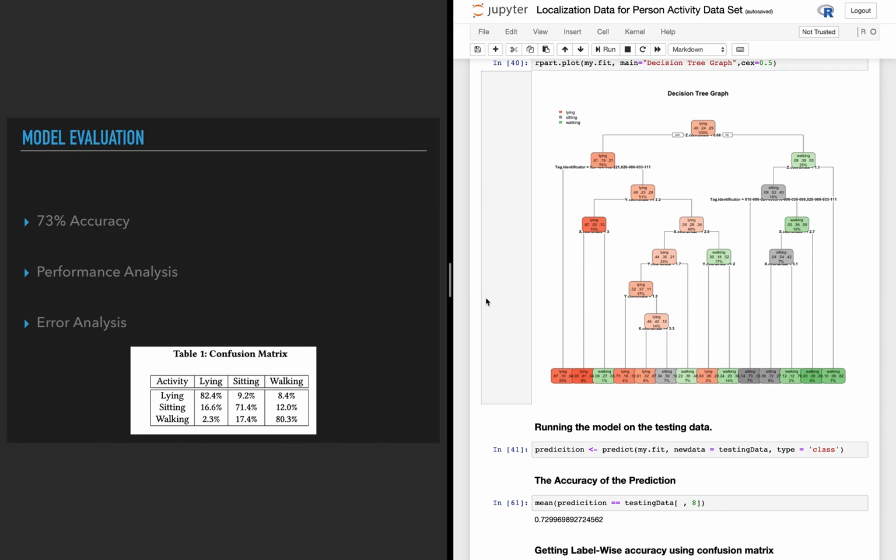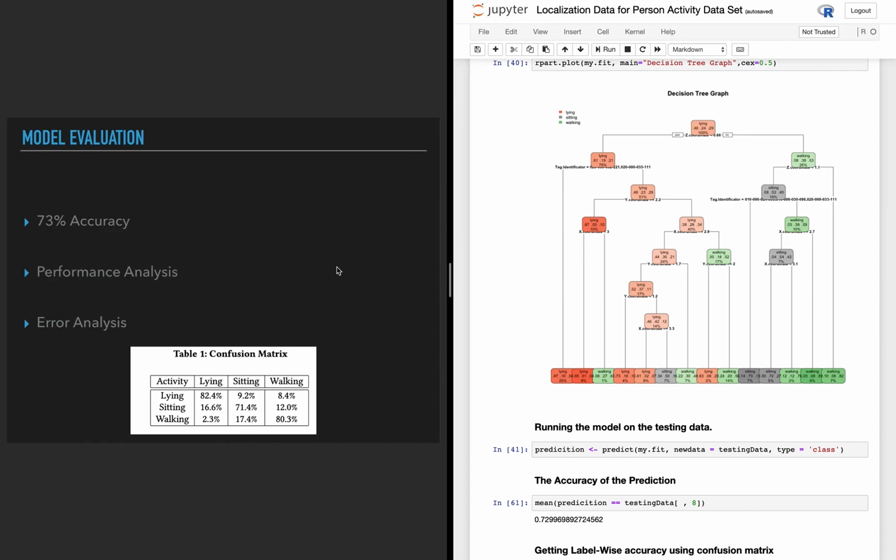Let's get into the error analysis of our decision tree. As we can see from the confusion matrix, we were able to predict correctly activities such as lying, sitting, and walking with an accuracy of about 82, 71, and 80%. However, our tree still got confused between activities such as lying and sitting about 16% of the time and walking and sitting about 12% of the time.